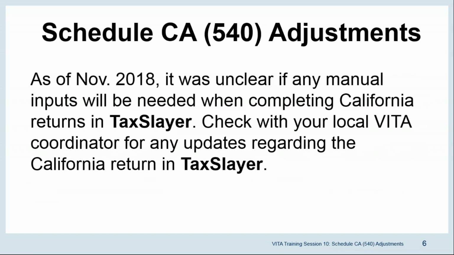As of November 2018, when this training session was being recorded, the 2018 California return was not yet available in TaxSlayer. Therefore, at this time, we are not aware of any manual inputs that need to be made when completing California returns. For the latest info about any possible adjustments, check with your local VITA coordinator for any updates regarding the California return in TaxSlayer. With that said, in this session, we will explain the Schedule CA 540 line by line for better understanding of the differences between federal and California law.